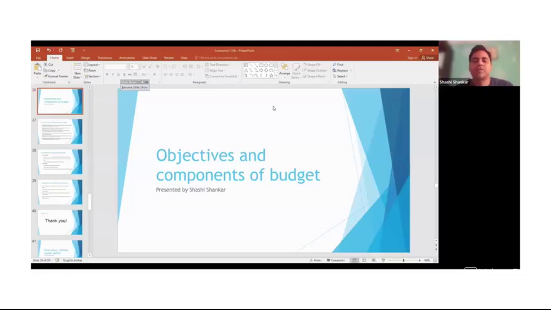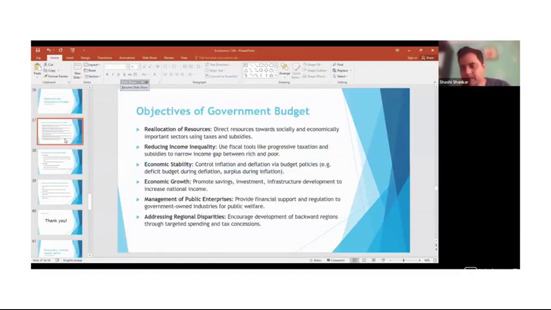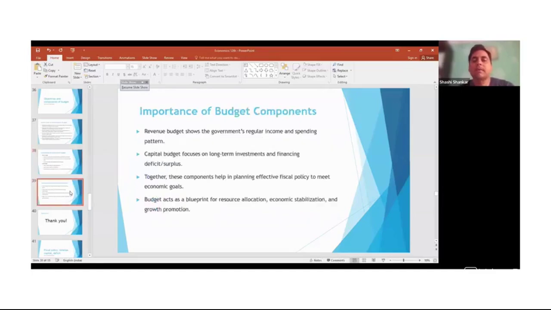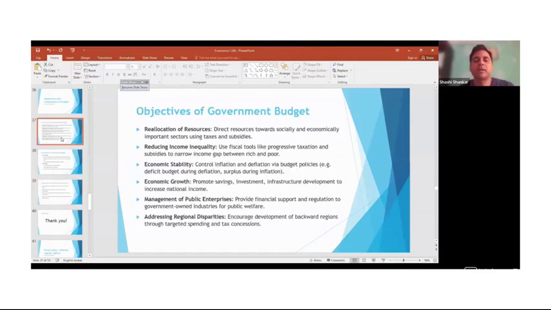Welcome students. Today's topic is objectives and components of budget. In this topic, I'm going to cover objectives of government budget, then components of government budgets. It could be revenue budget or capital budget, and then importance of budget components. So to begin with, objectives of government budget. What is the objective or aim of the government budgets?